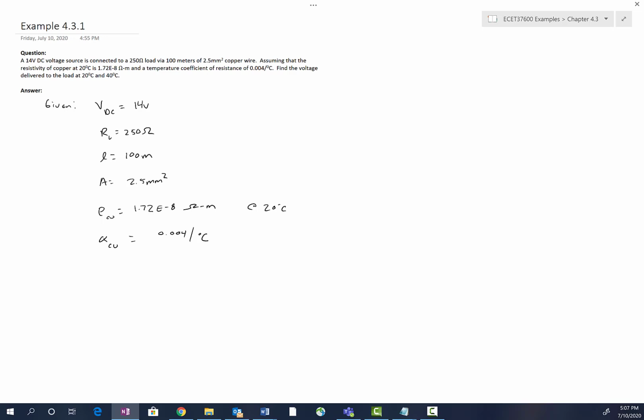We need to answer this question twice. We need to find what the load voltage is under two different operating conditions. One is temperature T1, which is 20 degrees C, which is considered room temperature for most standard applications. And then T2 is 40 degrees C. What happens when our ambient temperature gets a little bit warmer? So there we have all the givens for the problem. Hopefully you were able to extract that. That's really just making sure you understood what was explained in the chapter where those different variables come from. So now let's get to writing the solution.